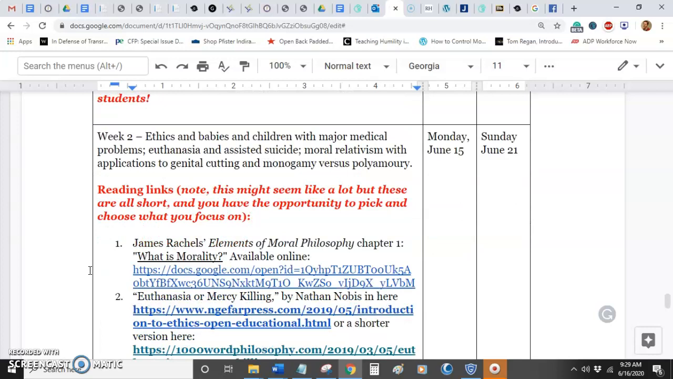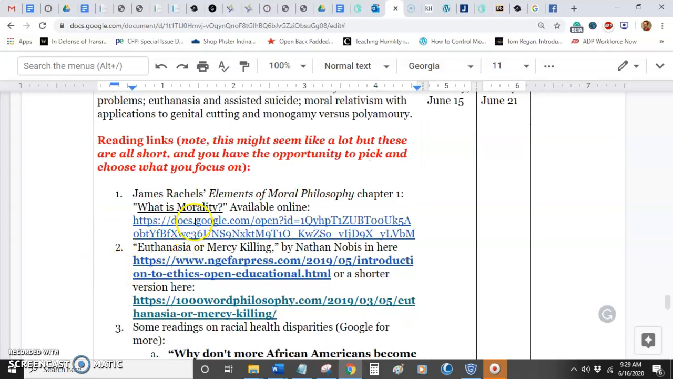All right, this week we have a bunch of different topics. They're related in various ways, but you can pick and choose a little bit. The first thing is a chapter from a famous book called The Elements of Moral Philosophy by James Rachels. The chapter is called What is Morality? I want you to make sure you read this. It's an introductory chapter that demonstrates the types of things that we'll be up to in this class.